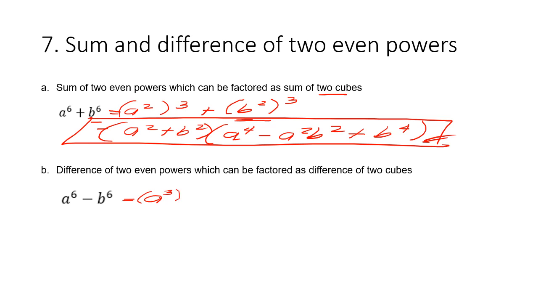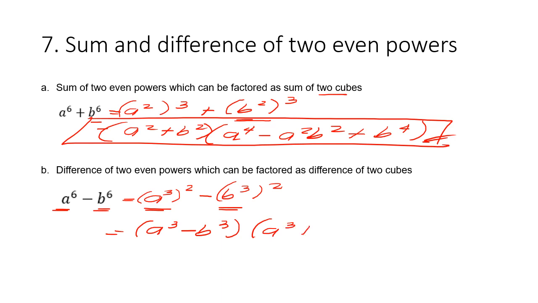Times, quantity raised to 2 minus b raised to 3, quantity raised to 2. Again, this one here is still the same with this one, and this one here is still the same with this one. So with this one, if we try to check, this is equal to a cube minus b cube times the quantity of a cube plus b cube, according to the special product that we have on the previous discussion. So with that, our goal is to have it in a factored form.